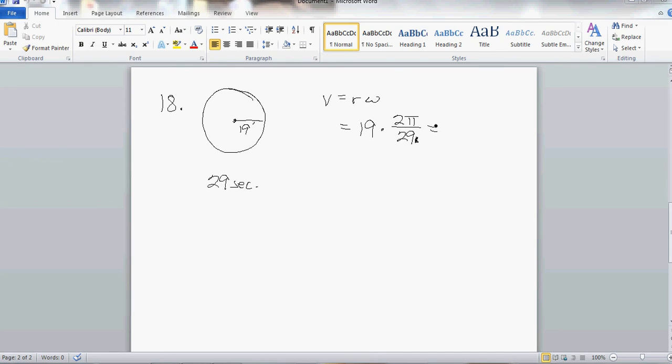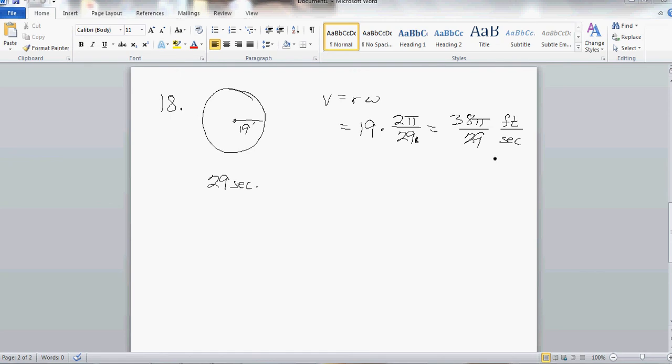And the problem does say, if necessary, round the answer to 2 decimal places. I don't see it necessary here. It may not be a very nice fraction, but it certainly isn't necessary because nowhere do we have decimals already. So just multiplying this out, we would get 38 pi over 29. And all that is necessary from this point is the actual label. We are looking for velocity, or the linear speed, so that would be feet per second.